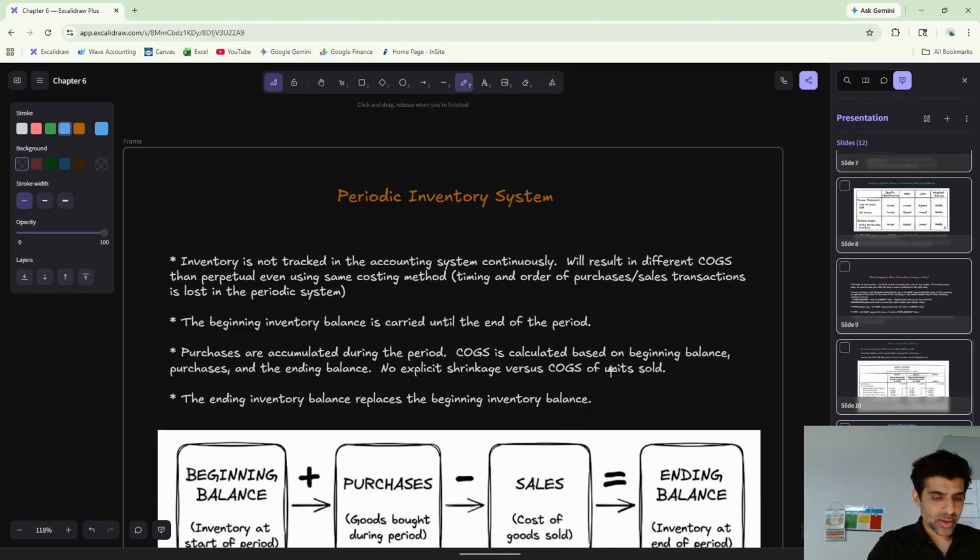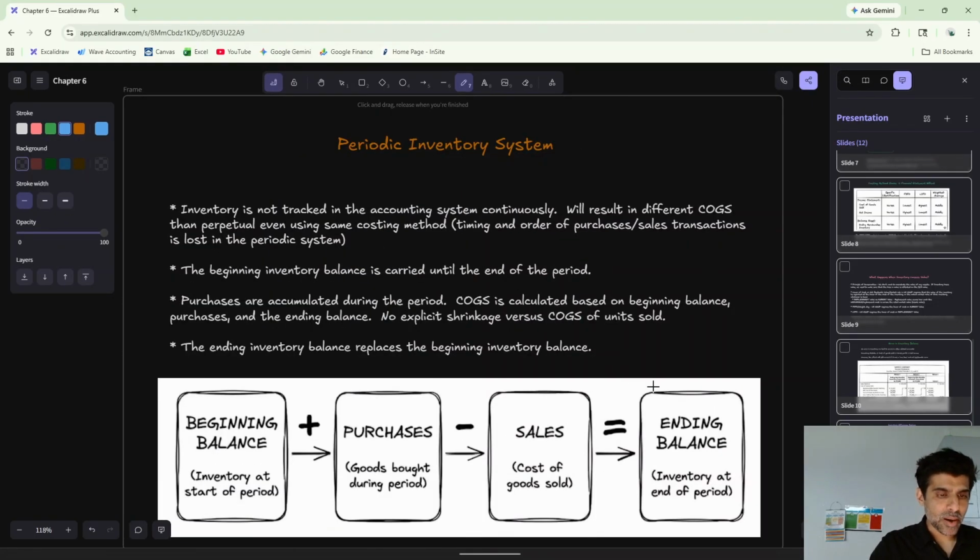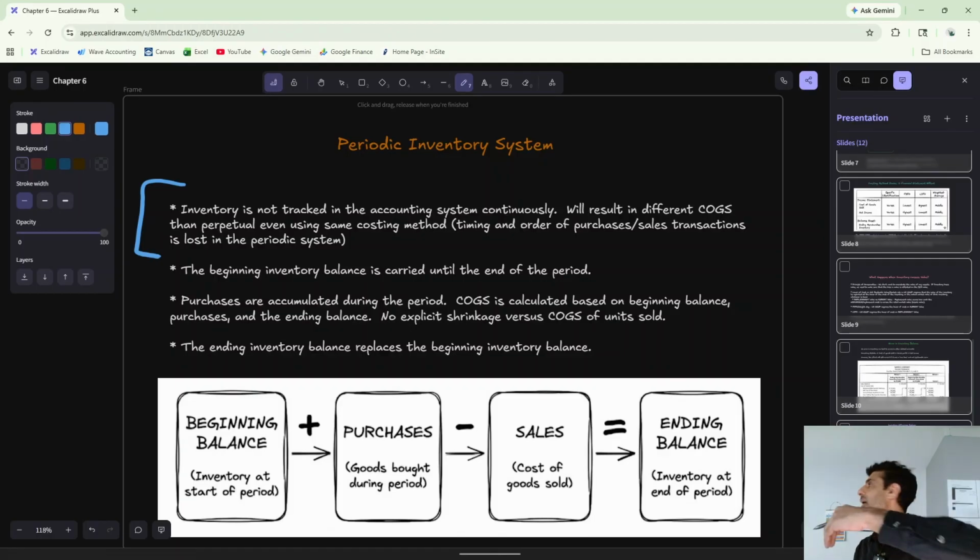And then one more topic that's in the chapter, periodic versus perpetual inventory systems. In a periodic system, the inventory is not tracked in an accounting system continuously. So we talked about how businesses have their point of sale systems where they scan the item, and they scan it when it comes into the warehouse, and they have a very sophisticated inventory management system that's tracking everything kind of real time.